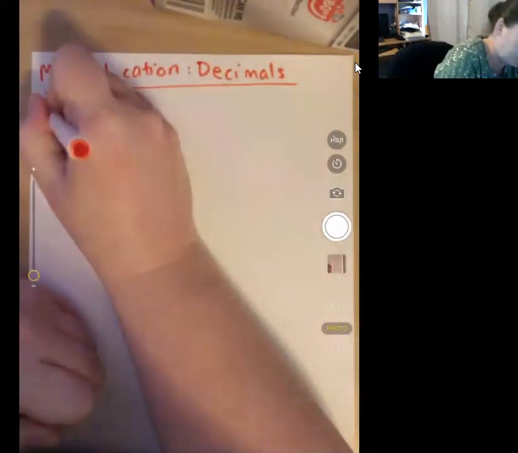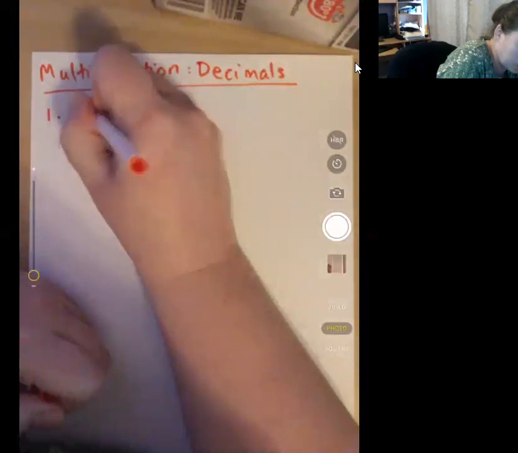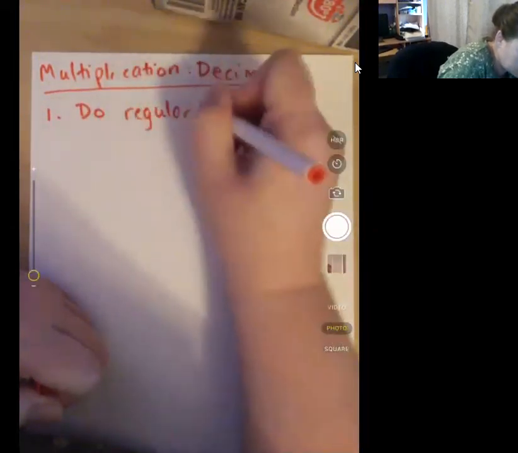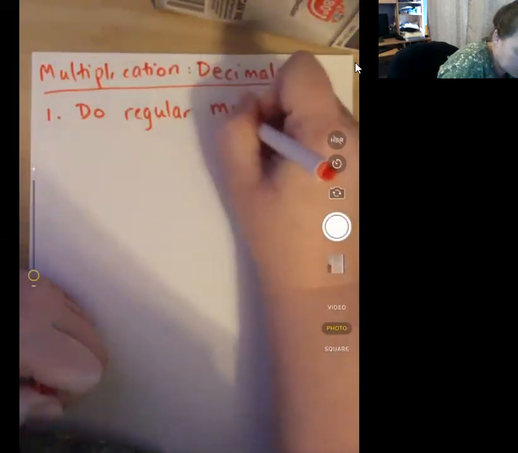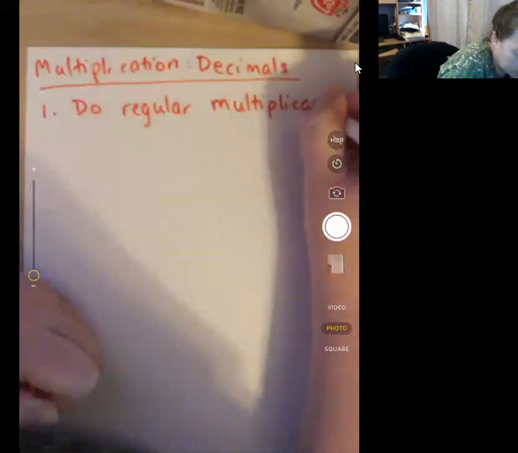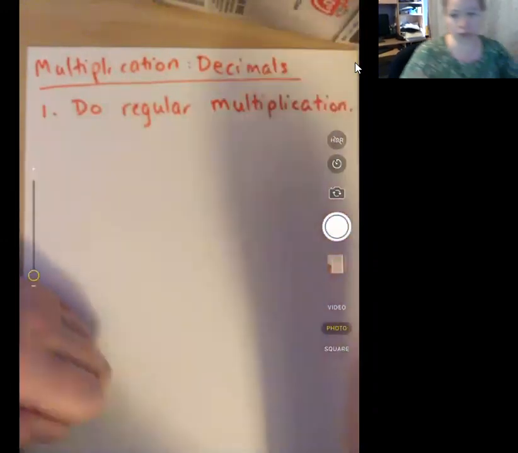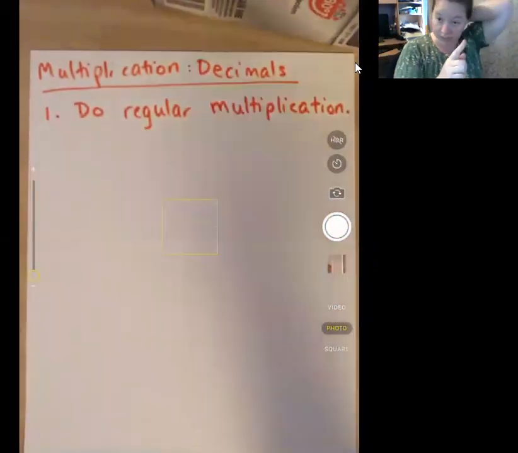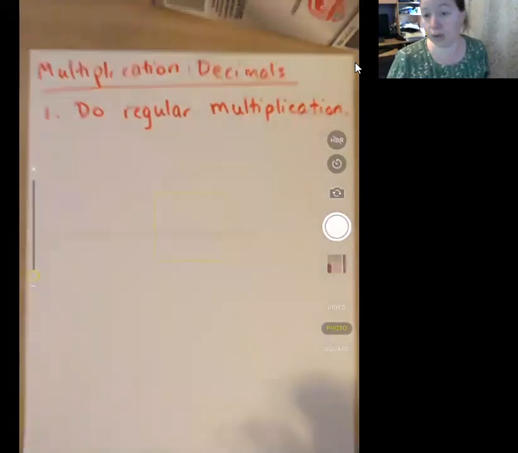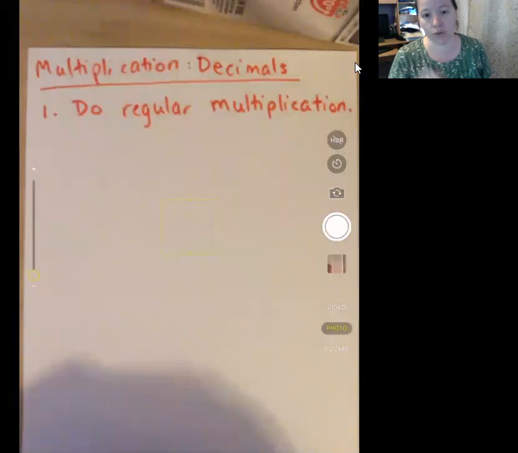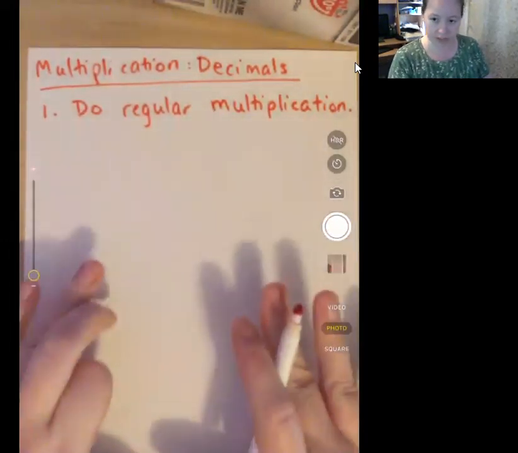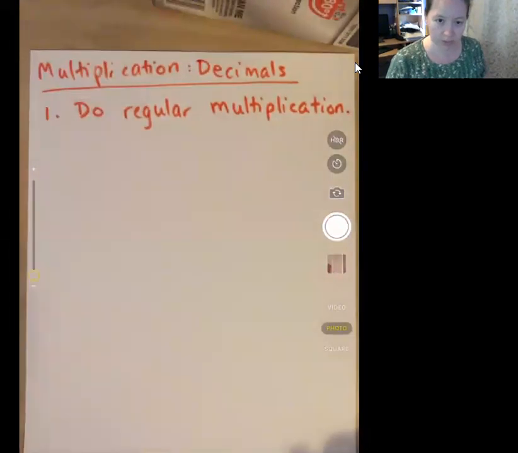Well, first off, you do regular multiplication. So that means the whole way through, going from right to left with every single one of them going up. And if you have more than one level of it, you do more than one level of it. We'll do that down here.